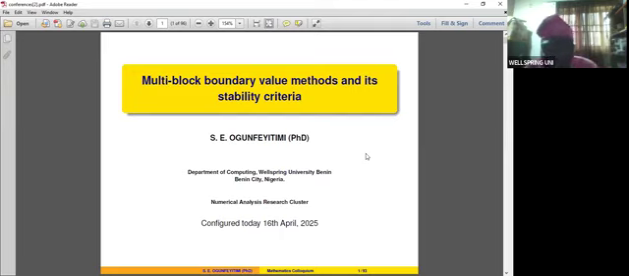Remember that if you want to implement your initial value method, you need initial conditions. Your initial conditions must be provided before you can solve the initial value problem. So for the case of a boundary value problem, if you want to solve it, the initial and the final conditions must be provided. That's the difference between the two.